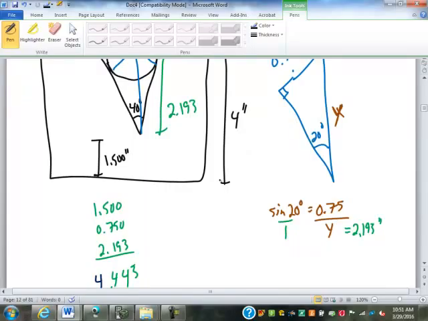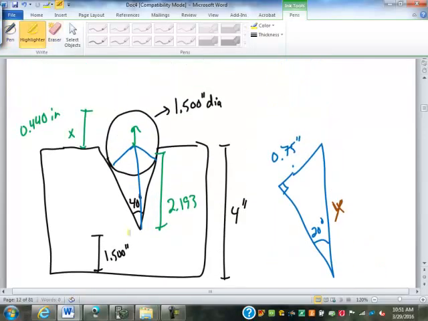Oh my gosh. You've got 1.5 goes up to here, right? 2.193 goes up to there. And then the 0.75 is the radius up to the top. So that's all we're doing is adding up those dimensions to stack them up for height, from bottom to top. Does that make more sense? Perfect.